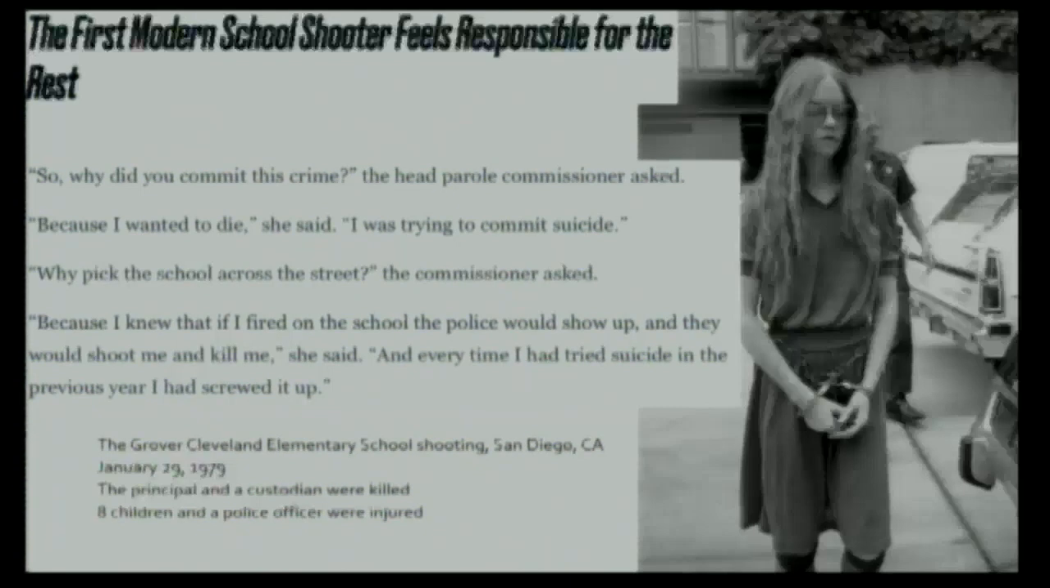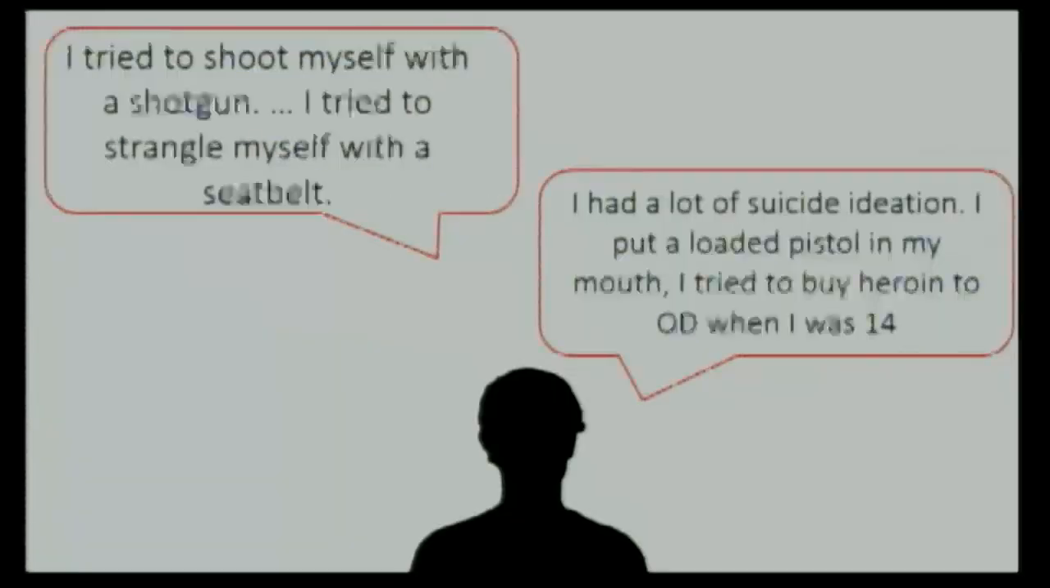This is the hearing of one of the first school shooters, who was asked, why did you perpetrate the shooting? And she says, well, I was trying to die. And it was, well, then why did you pick the school? And it was, well, I knew the police would show up and they'd try and shoot and kill me. This was a suicide. And we see this also in the interviews that we've conducted, that people were actively suicidal before the event, people who tried to take their own lives.